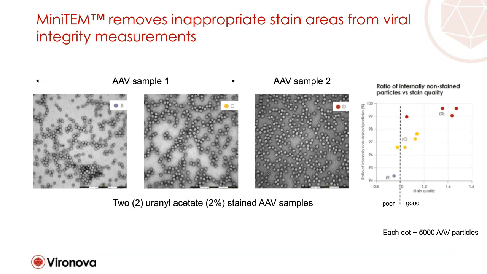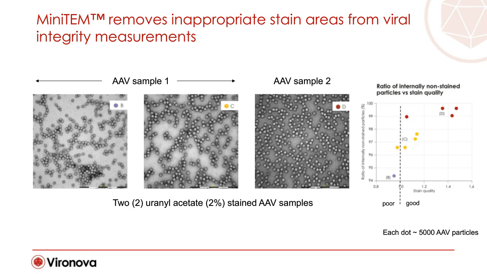Since the preparation procedure of samples can affect the particle integrity, both stain selection and stain quality of grid areas are critical factors for accurate virus particle integrity measurements in transmission electron microscopy. Here we have 3 images acquired with MiniTEM showing representative grid areas with different stain quality of adeno-associated virus (AAV) samples.